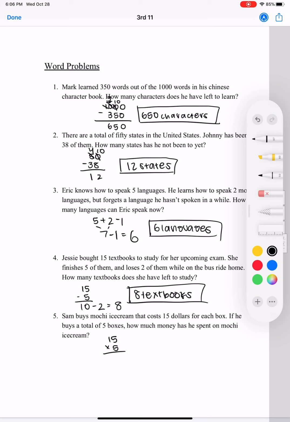So 5 times 5 is 25. So you put the 5 down there and then you bring the 2 up to the tens place. 1 times 5 is 5 plus 2 would equal 7. So the answer would be $75 has been spent on mochi.